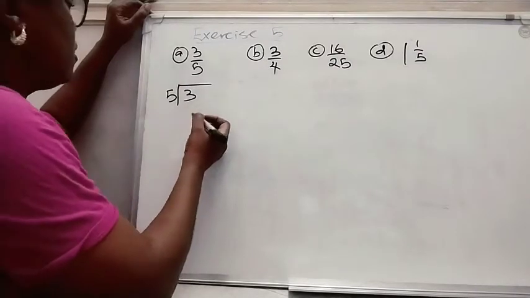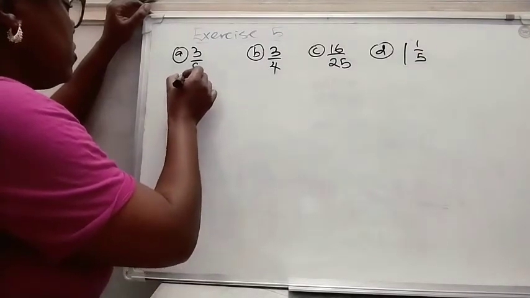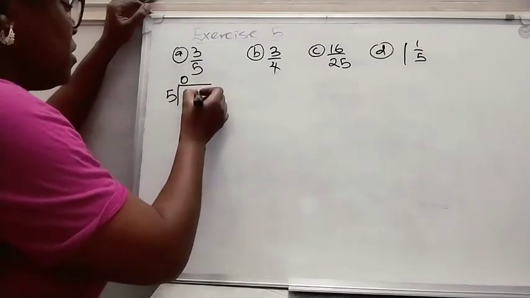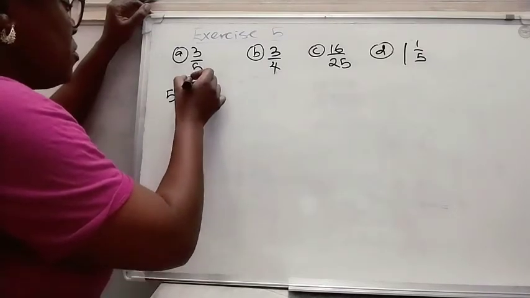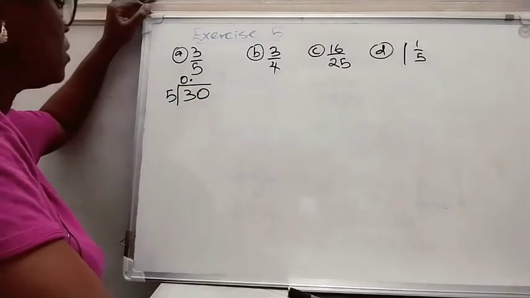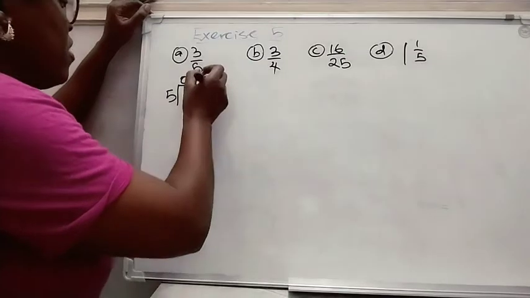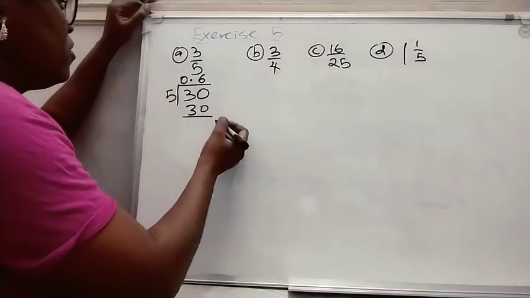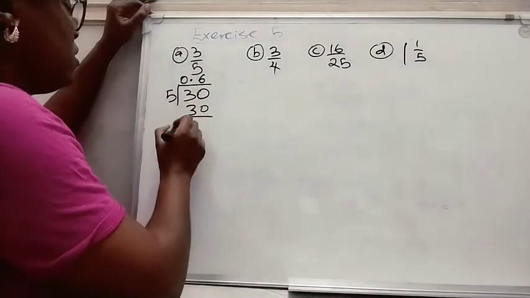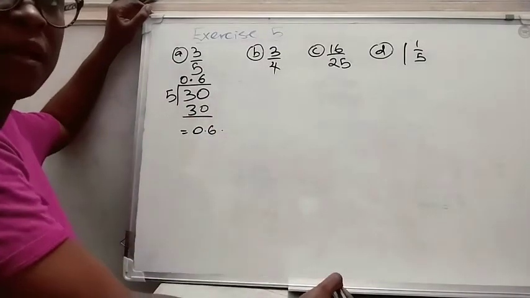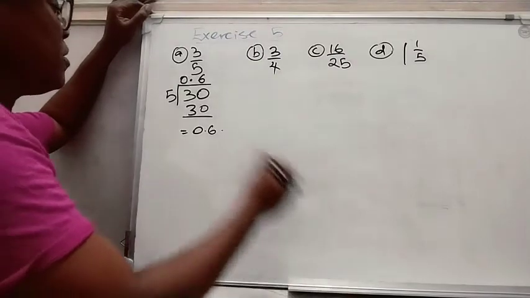Using the long division method, I will say 5 and what? 30. If I put 0 here, then I put a decimal here, and here becomes 0. Okay, 30 divided by 5 will give us 6. 6 times 5 will give us 30. So our answer will be 0.6. That's the first method.